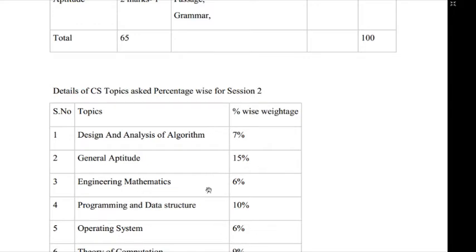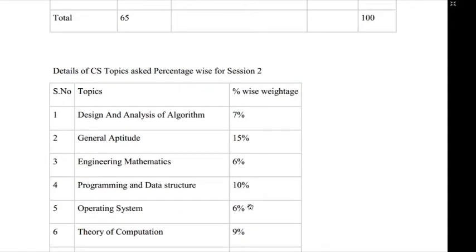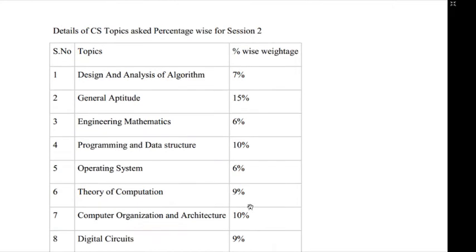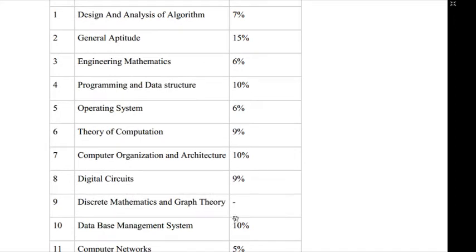Engineering mathematics covers only 6%. Programming and data structures had 10% of total questions. Operating systems had 6%. Theory of computation, 9% of total weightage questions were asked. And computer organization and architecture had 10%. Digital circuits have 9%, and there was no question asked in discrete mathematics and graph theory.